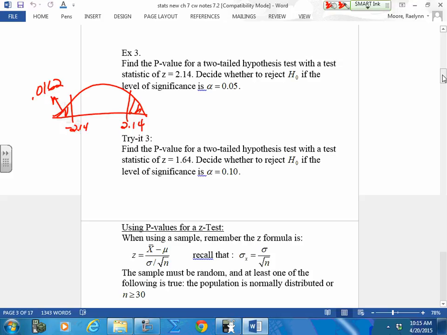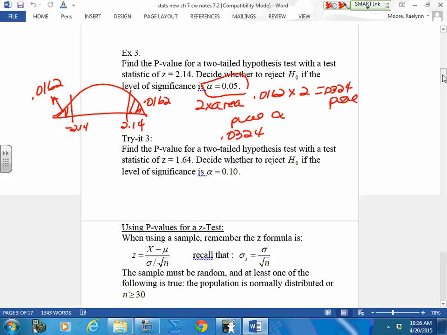0.0162. And now a two-tailed test says, well, you have it on this side. You also have it on this side. So we just do 2 times the area because you have 2 chances of getting this. So we take 0.0162 and we multiply it by 2. It just doubles. Now, this is the p-value that you compare to your level of significance.